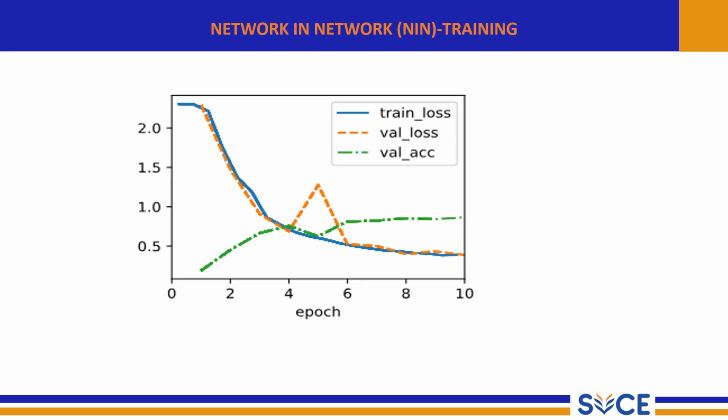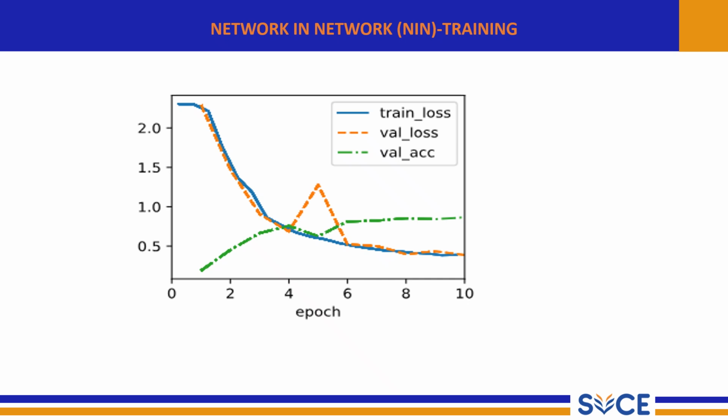Now let us analyze the training performance of the model. The blue line represents the training loss, and we can see that it steadily decreases over the epochs. This indicates that the model is learning efficiently from the training data.